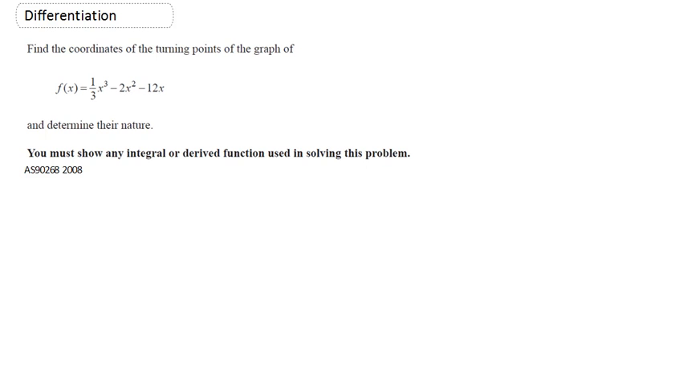Now I've tried this a couple of times and I've never managed to get it into 5 minutes, so I'm going to have to split it into 2 videos. So in this first video we're going to find the coordinates of the turning points, and then in the second video we'll look at determining their natures.